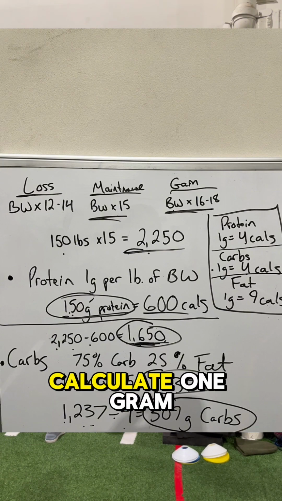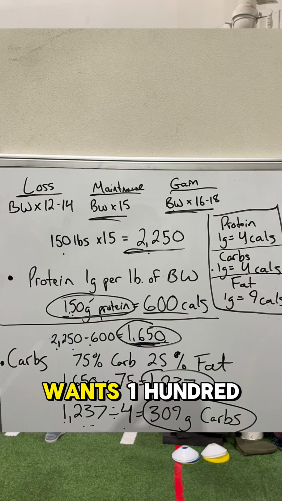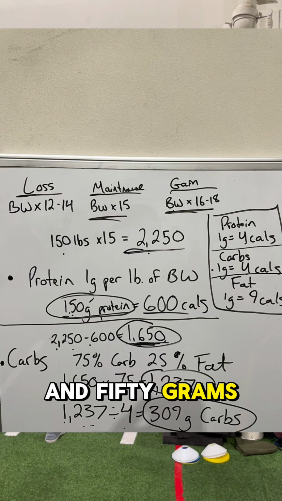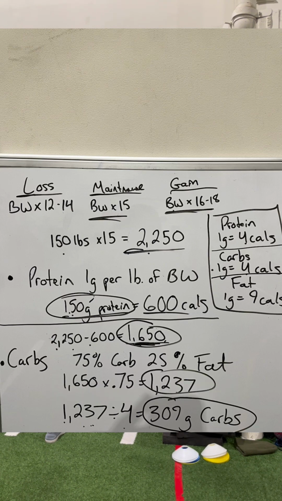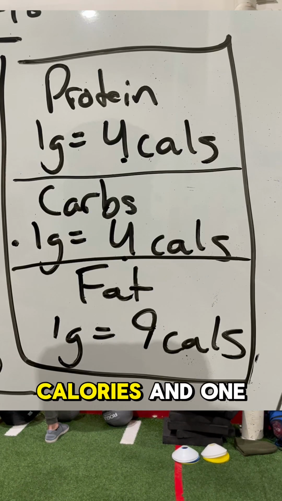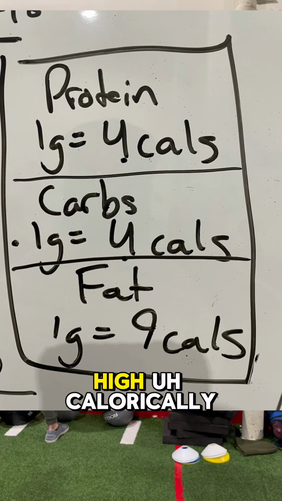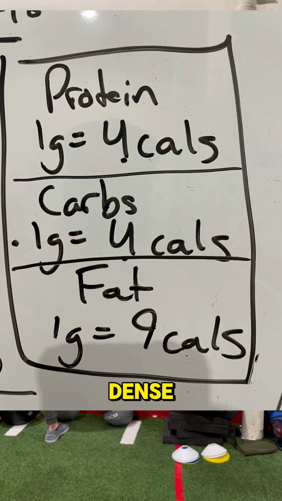Easiest one to calculate: 1 gram per pound of body weight. So our 150-pound person wants 150 grams of protein per day. Okay, now to this chart. 1 gram of protein is 4 calories, 1 gram of carbs is 4 calories, and 1 gram of fat is 9 calories. And that's why it's really easy to overeat fat. Fat is highly calorically dense.